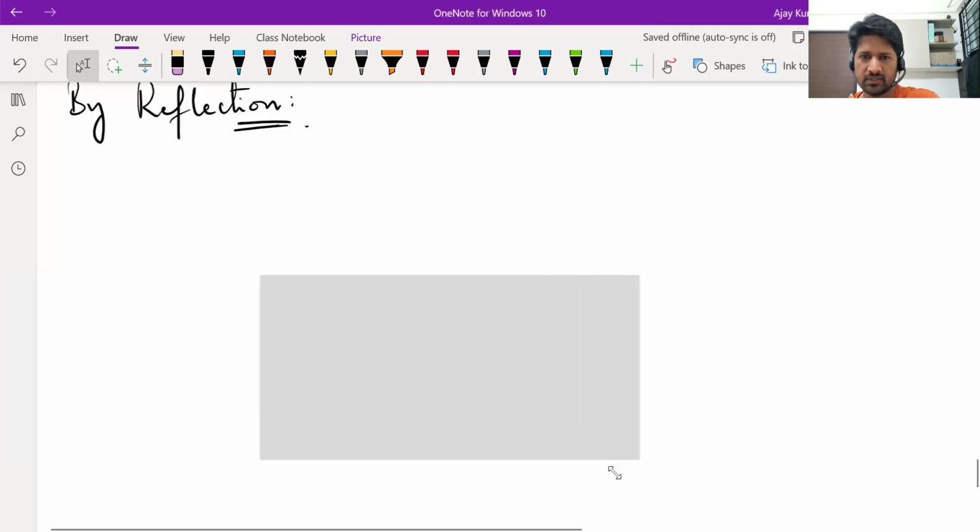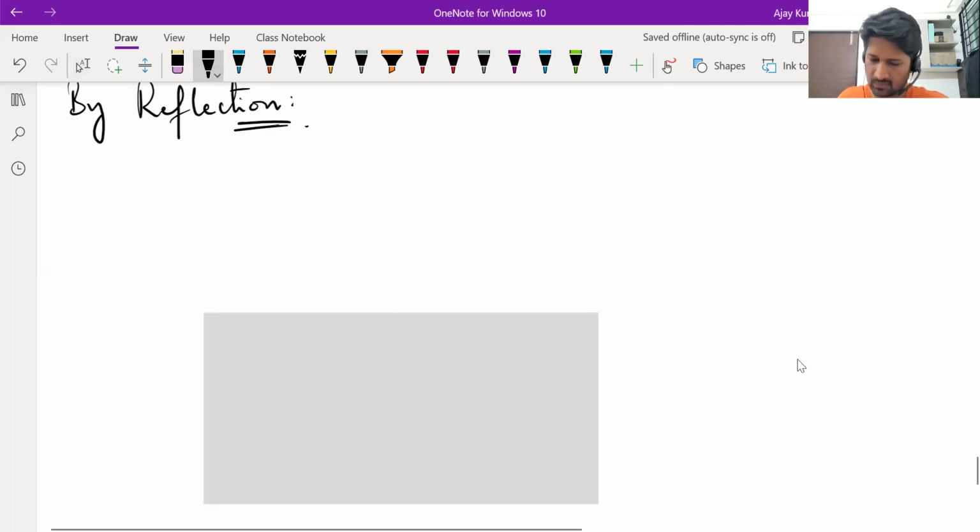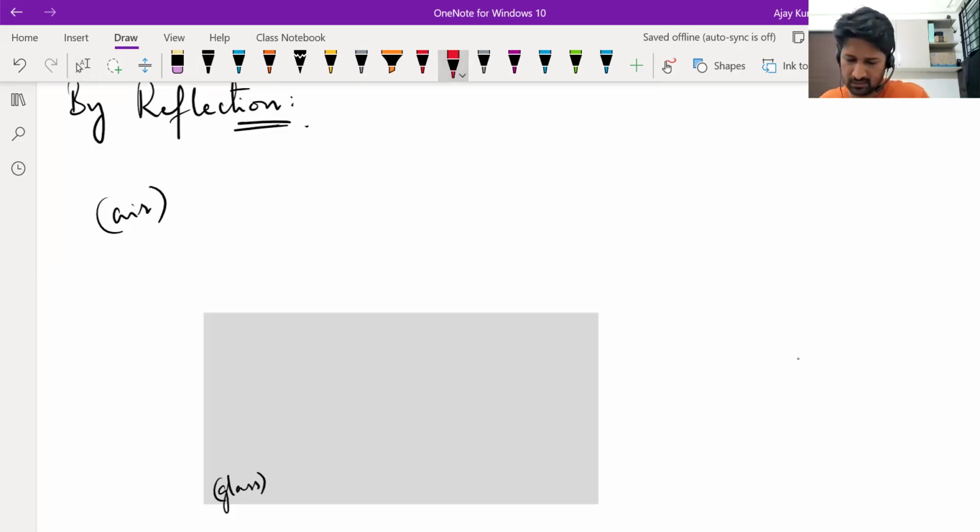Assume this is some medium which allows light to pass through it. Let's say the other medium is air, and this could be glass or something. Let's assume it's glass itself. You know, glass is a denser medium compared to air. We're talking about optical density. Suppose a ray of light is incident on the interface between air and glass.